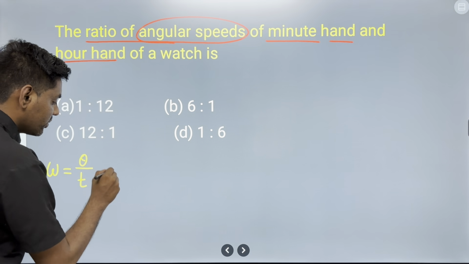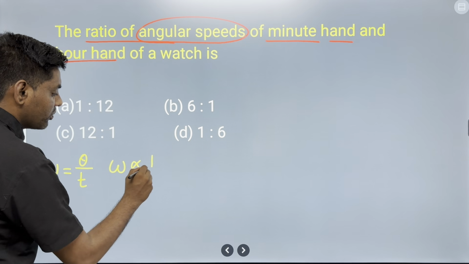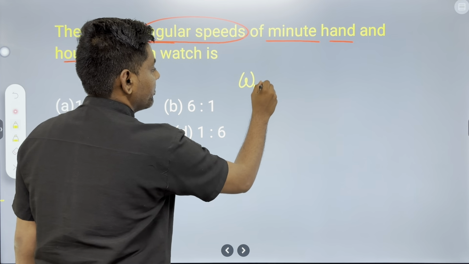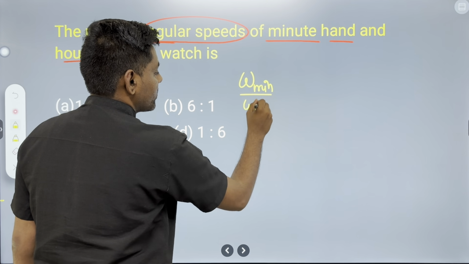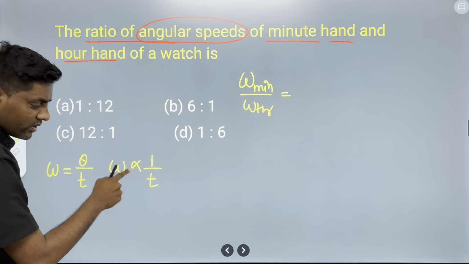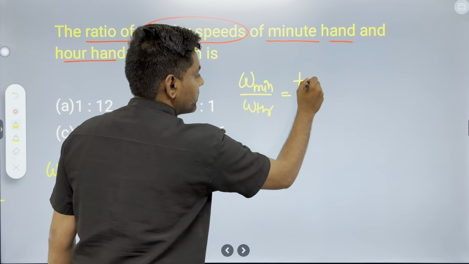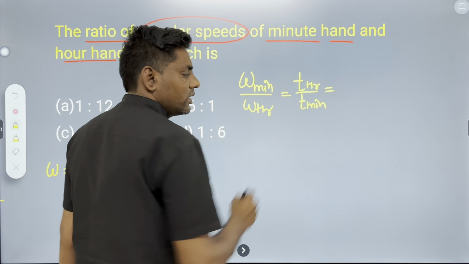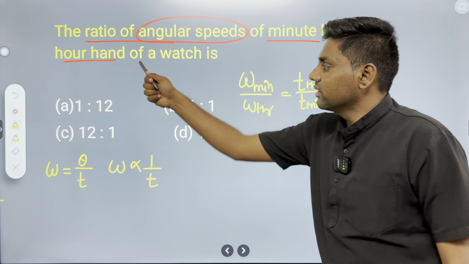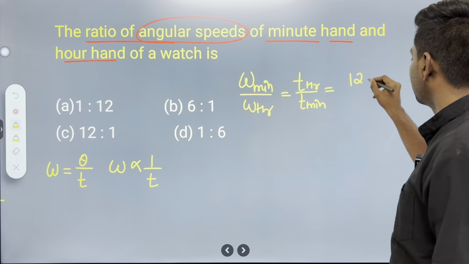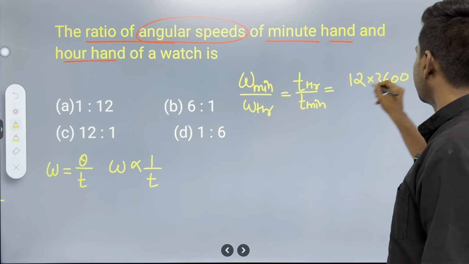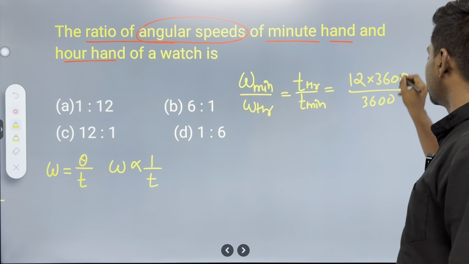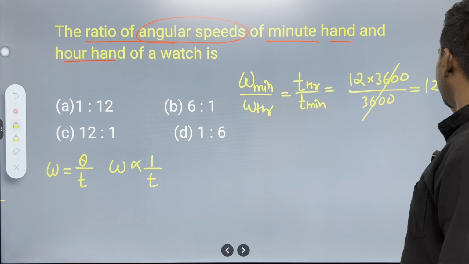So therefore we can conclude that angular velocity is inversely proportional to only time. So we take the ratio of angular velocity for minute hand divided by angular velocity for hour hand. Now here that is the reciprocal. So according to that we can write t hours divided by t minute. What is the hour? A complete hour hand completes one revolution in 12 hours. Convert in terms of seconds, that is 12 times 3600 seconds, and the minute hand completes one revolution in 3600 seconds. So 3600 seconds gets cancelled. That is 12 is to 1 is the answer.